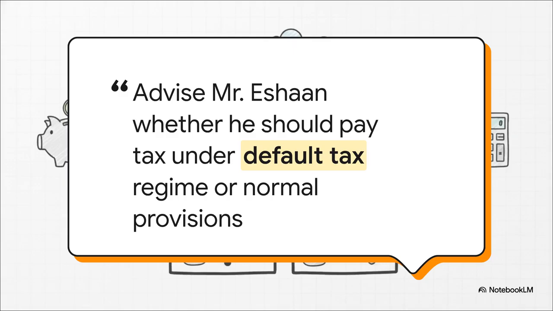By meticulously applying the 10AA rules for his exports, carefully backing out the land costs for 35AD, and then weighing the AMT burden against the 115BAC framework, we built the exact blueprint needed to give a mathematically backed recommendation that truly optimizes his wealth.